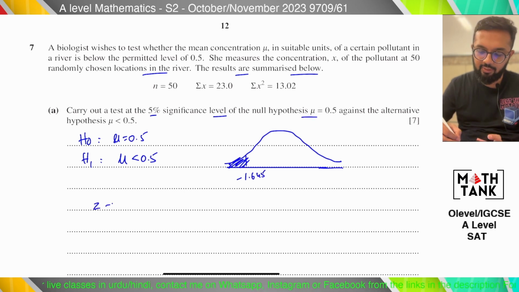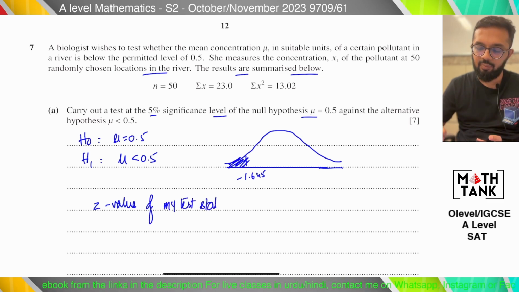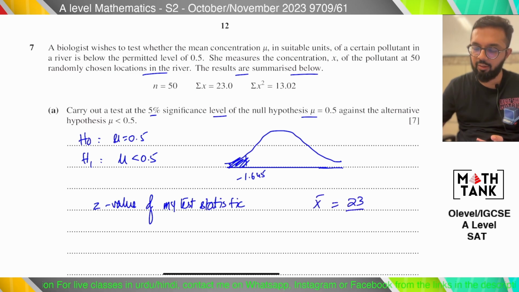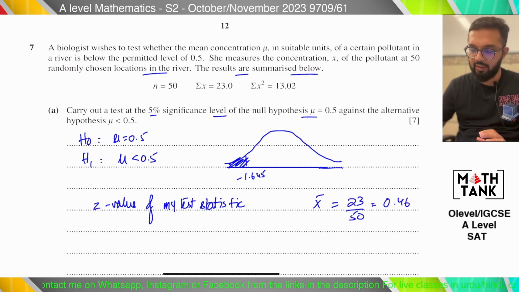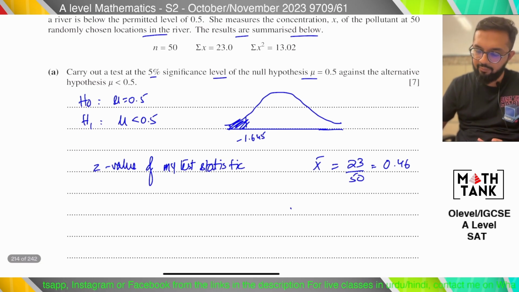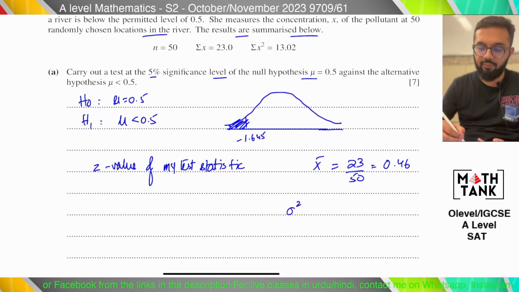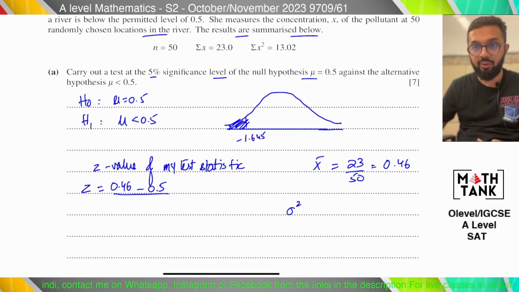Then I'm going to calculate the z-value of my test statistic. What is my test statistic? It's missing in the question right now, but I have some data on it. I don't have x bar. Can I calculate x bar? Yes, I can do that. 23 divided by 50 gives me 0.46. I also don't have sigma squared, which I will need for calculating the z-value, which is 0.46 minus the existing mu divided by sigma over root n.